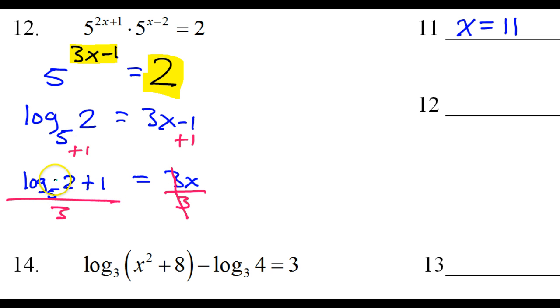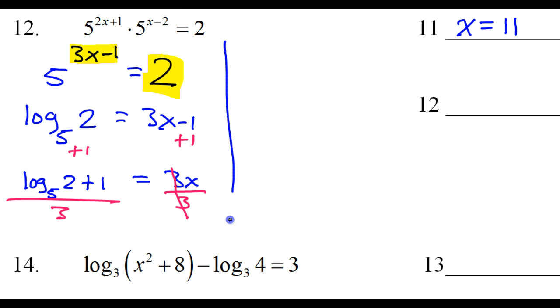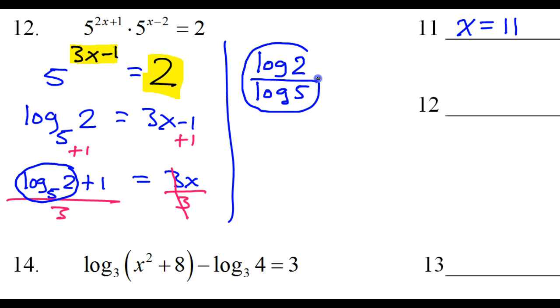Alright, now in your calculator, however, there's no way to type log base 2 directly in our calculator. So what we have to do is use the change of base formula on this part right here and rewrite this as log 2 over log 5. Okay, so I'm just rewriting. This circle has become this circle. So I've still got the plus 1 and the over 3 part.